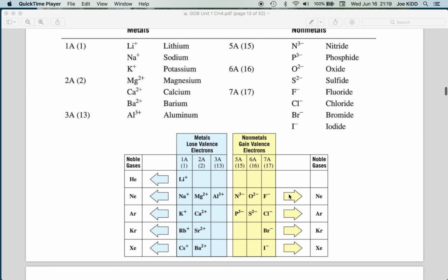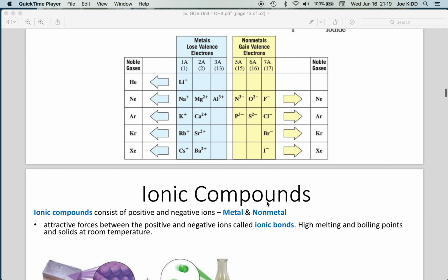So here is just kind of a little chart to help go through this. It kind of goes hand in hand with what we've been learning previously in dealing with electronic configurations. Right? Everything in the 1A group, our alkali metals, are going to form +1 cations. Alkaline earth metals will form +2. 3A, the only one we're really going to deal with is aluminum, +3 charge. And then on the nonmetal side, when we go nitrogen, oxygen, fluorine, we're going -3, -2, -1.